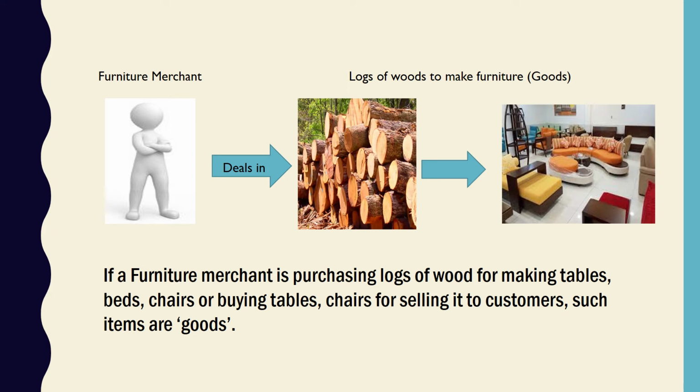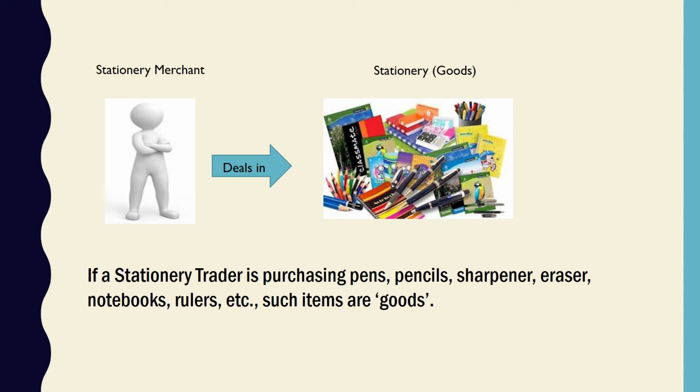Or you can also buy ready-made furniture from some manufacturer who is making furniture. So basically, if a furniture merchant is purchasing logs of wood for making tables, beds, chairs, or buying tables and chairs for selling to the customers, such items are called goods. Then if you're a stationery trader, of course you would be dealing in stationery like pen, pencil, eraser, sharpener, ruler, stapler pins, sketch pens. Many stationery products are there. So these items, pencil, sharpener, eraser, notebooks, ruler, all these items would be goods for you.